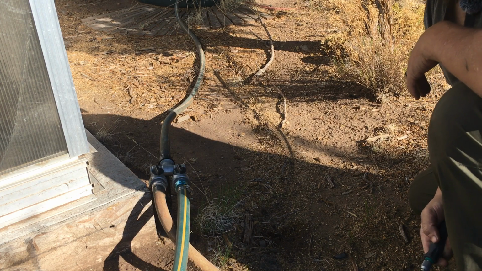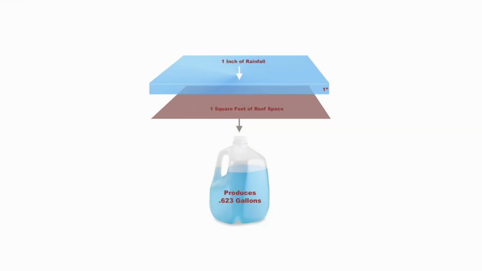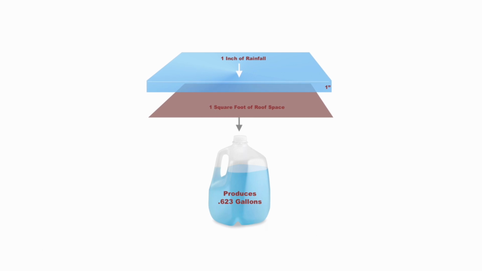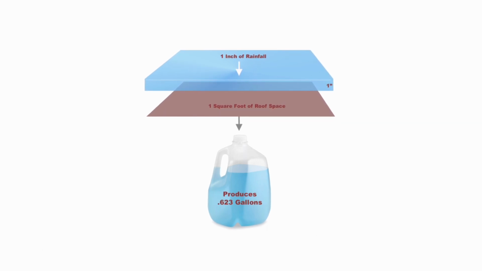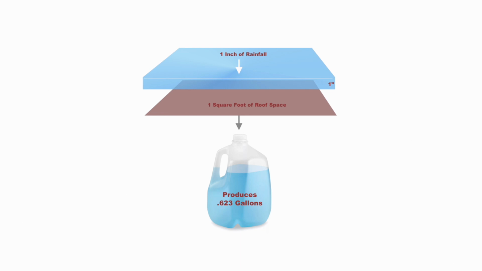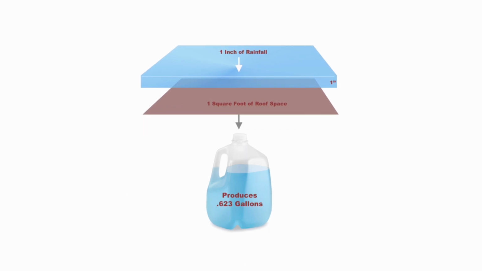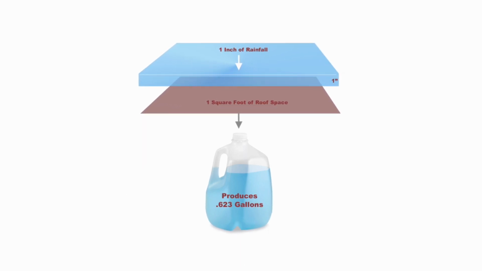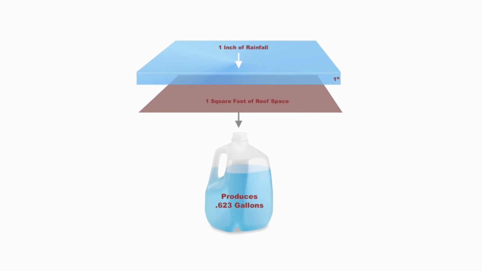The first thing you need to understand is this basic principle that for every inch of rain on every square foot of surface, you're going to get more than half a gallon of water. And that produces a particularly important magic number, that 0.623 gallons. That's what you get for every square foot of your catchment surface.